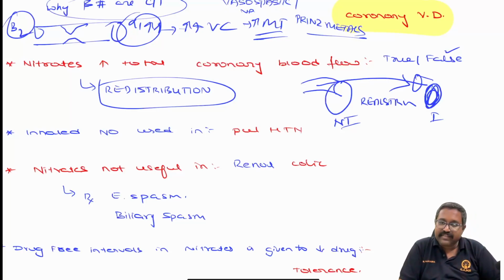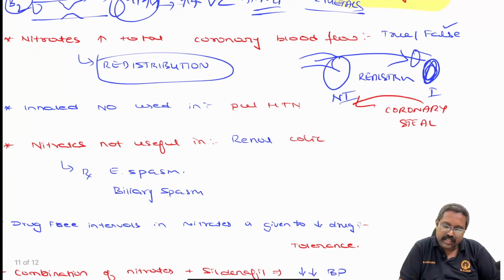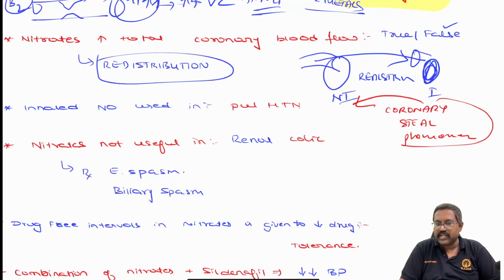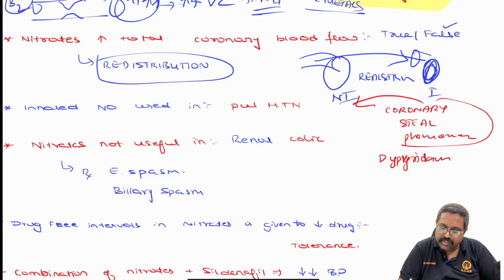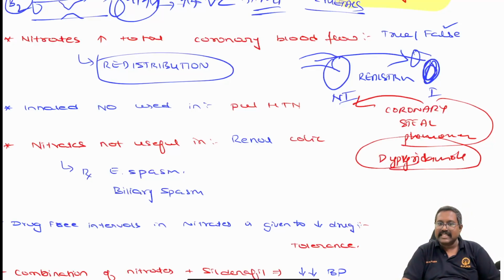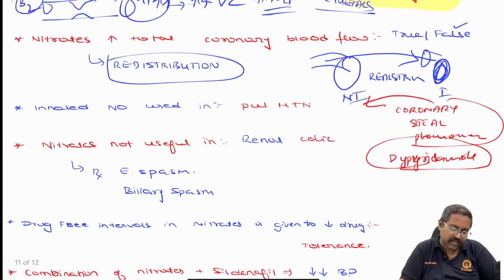So what happens if the opposite occurs? Instead of the redistribution, if there is a blood flow to the non-ischemic area, this is called the coronary steal phenomenon. What is this coronary steal phenomenon? There will be blood shifting towards the non-ischemic area. This kind of phenomenon is seen with dipyridamole. Dipyridamole is the example, which is an antiplatelet agent which has got coronary steal phenomenon.